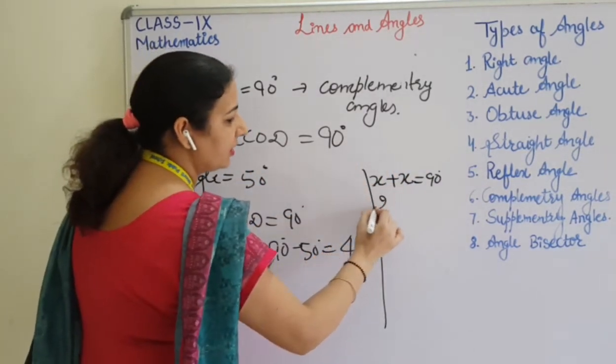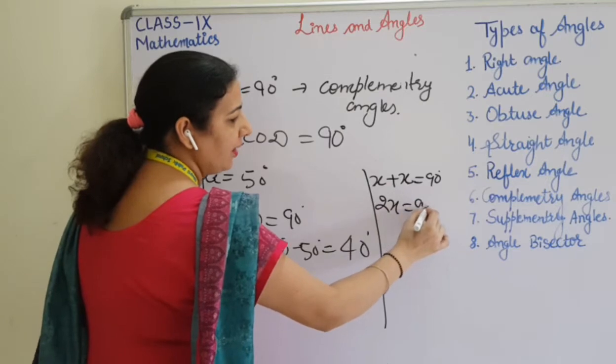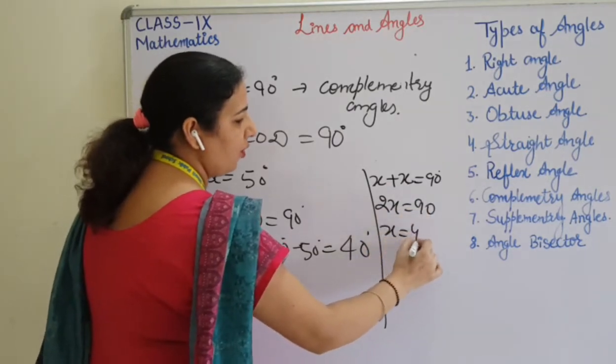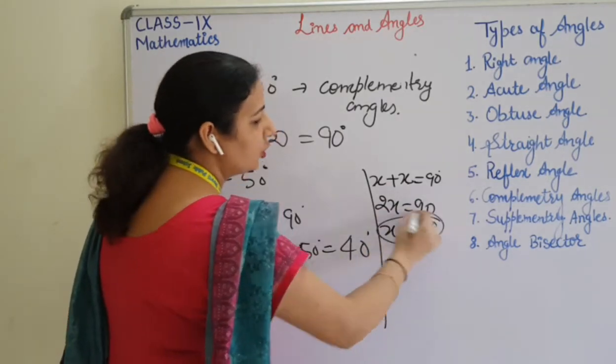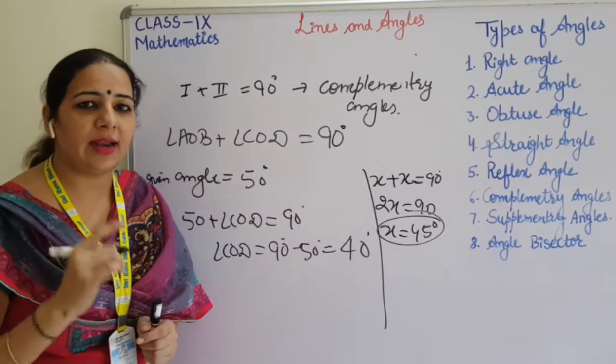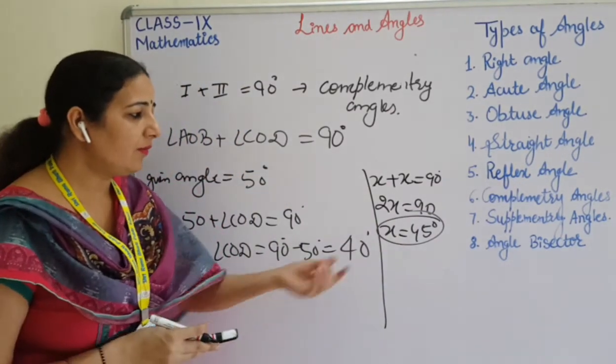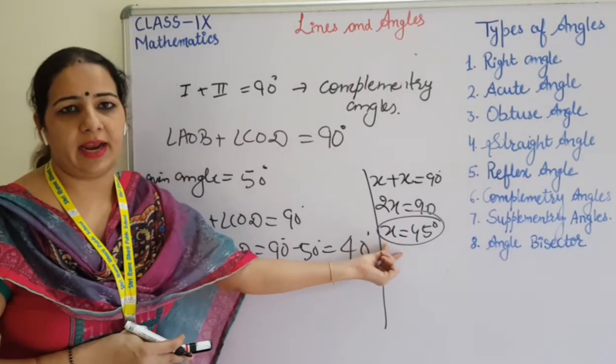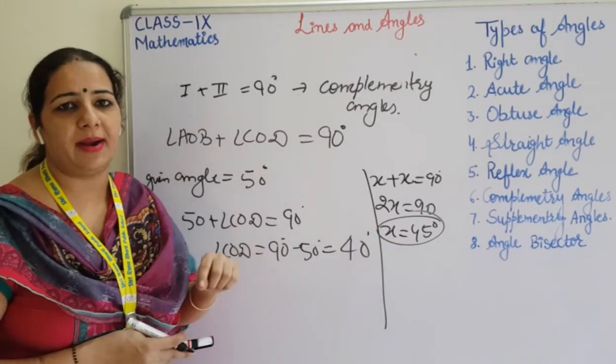x plus x is 2x is equal to 90 degree. So what is the value of x? 45 degree. So 45 degree is the angle which is equal to its complementary angle.